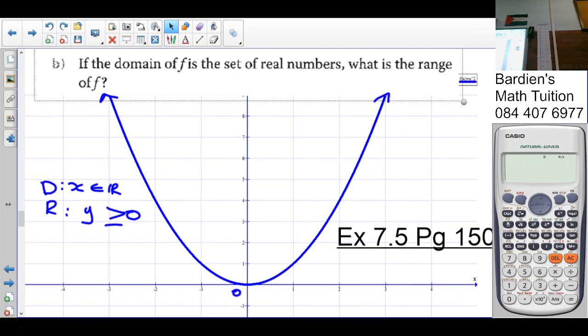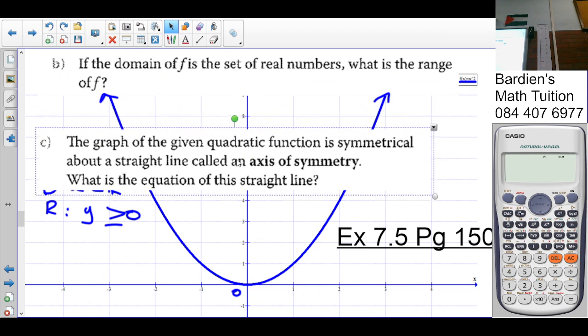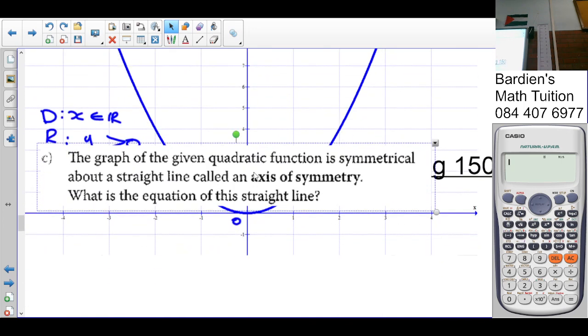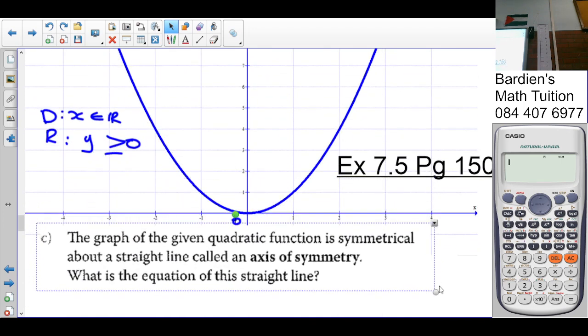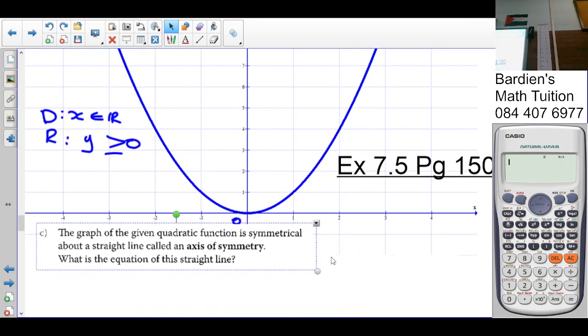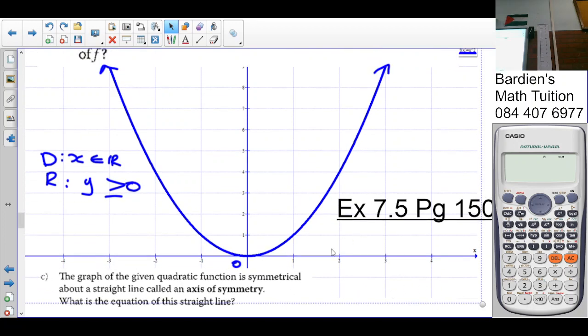The graph of the given quadratic function is symmetrical about a straight line called the axis of symmetry. What is the equation of this straight line?